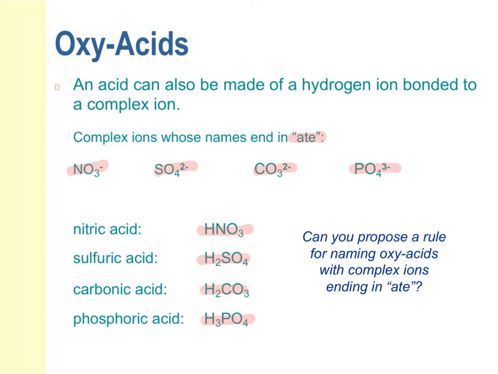Now you look at the names of these four examples, these acids. HNO3 is simply called nitric acid. H2SO4, sulfuric acid. H2CO3 is carbonic acid. And H3PO4 is phosphoric acid. So you hopefully can see a pattern there. If you have an oxyacid, an acid with a complex ion, and the complex ion's name ends in -ate, as we do in these four examples, then the acid name is something-ic acid. So nitric, sulfuric, carbonic, phosphoric. Those are all the four examples that we see here.